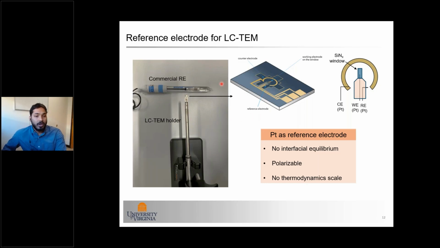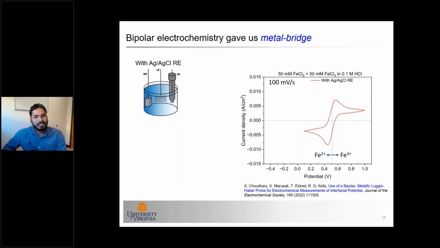I think we can also talk about the limitation of platinum in this sense: there is no interfacial equilibrium, and that is why the potential is not fixed. And if it is polarizable, if you change the electrolyte, its potential will again change, and that is why we do not have any thermodynamic scale with respect to platinum as a reference electrode. So to solve this issue, we worked with Protochips, and we proposed the concept of a metal bridge.